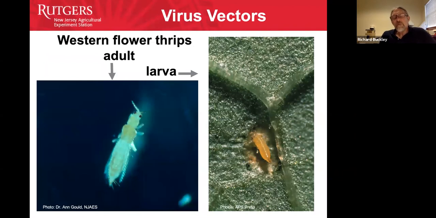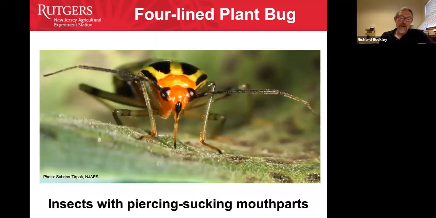Another hint with viruses is that we need some vectors. Western flower thrips transmits or moves impatiens necrotic spot from plant to plant. So if you've got a funky looking plant and a lot of aphids or a lot of thrips, then it increases your confidence level in saying that this is a virus. All right, insects.